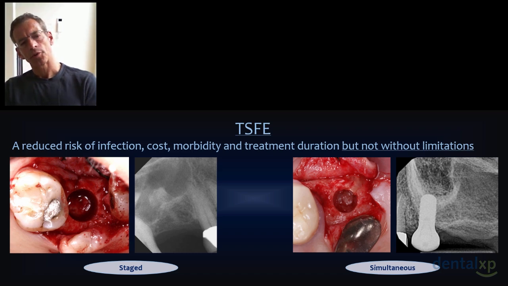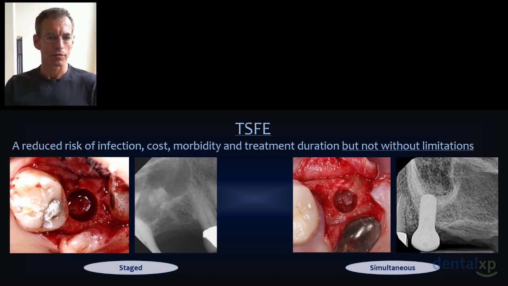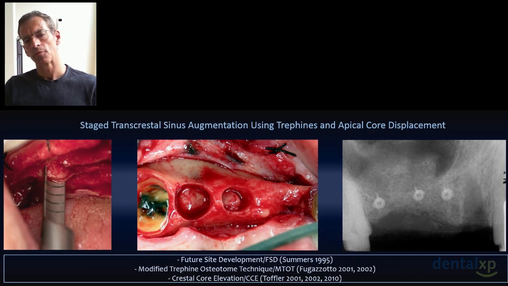Let's move now to a transcrestal approach because there is a reduced risk of infection, cost, morbidity, and treatment duration, but it is not without limitations. It can be performed in a staged or simultaneous approach. If I do perform a transcrestal elevation with a staged approach, I use apical core displacement, first reported by Summers in 1995 as future site development. In 2001, Paul Fugazzotto reported on the modified trephine osteotome technique, and I reported on crestal core elevation.